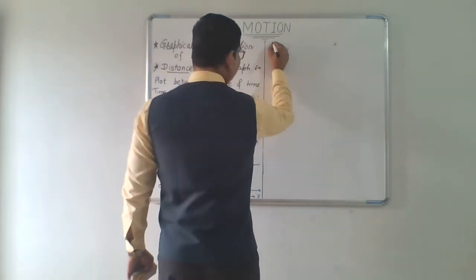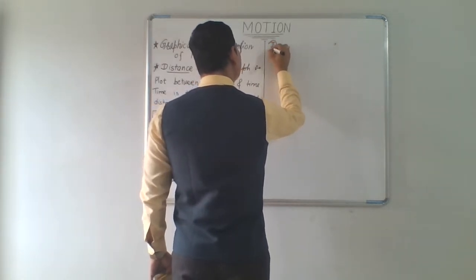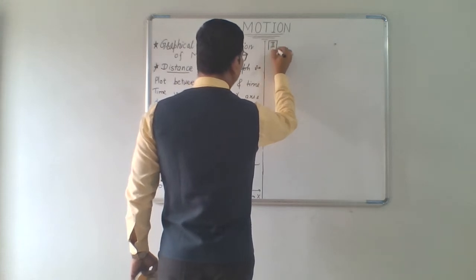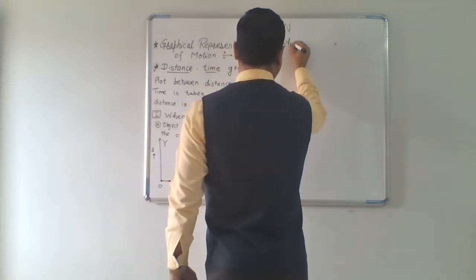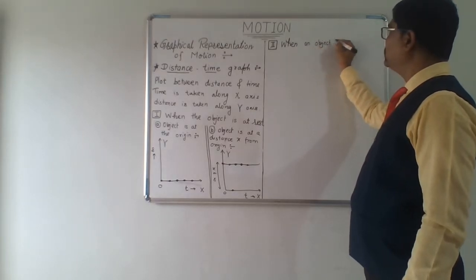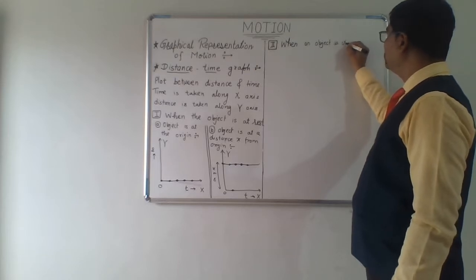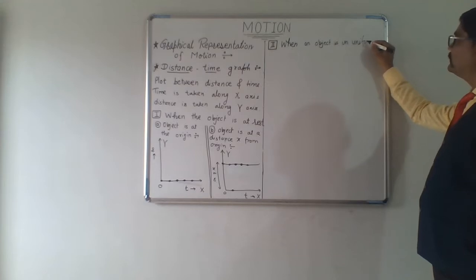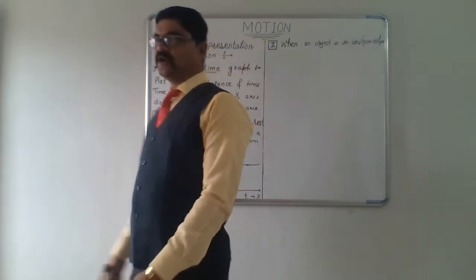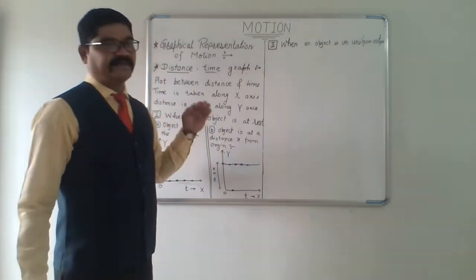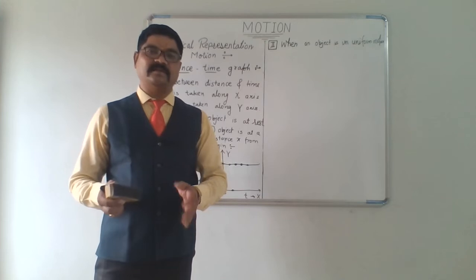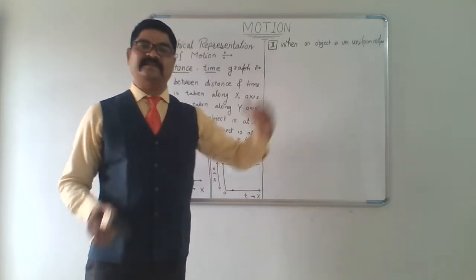Now the second case we can take: the ST graph when an object is in uniform motion. We all know what uniform motion is. When the object is in uniform motion, it covers equal distances in equal intervals of time. That means if in the first 5 seconds it covers 10 meters of distance, in the next 5 seconds also it will cover 10 meters, 10 meters, 10 meters.